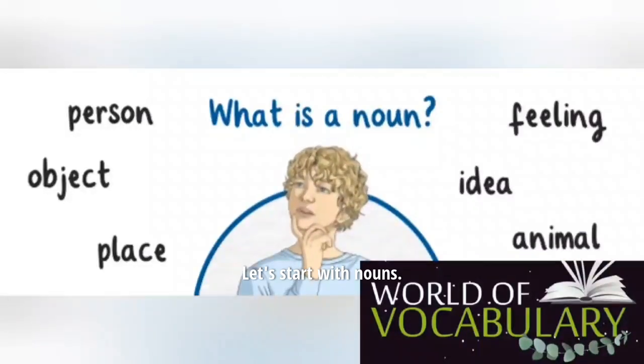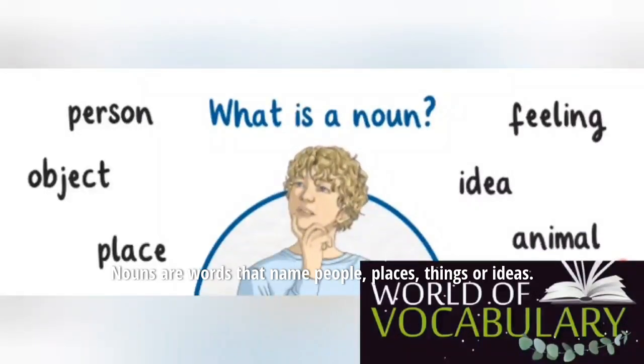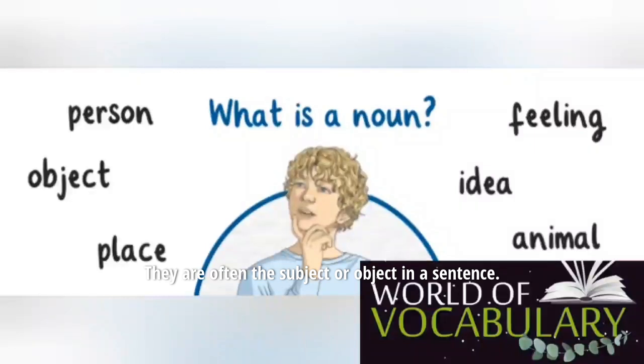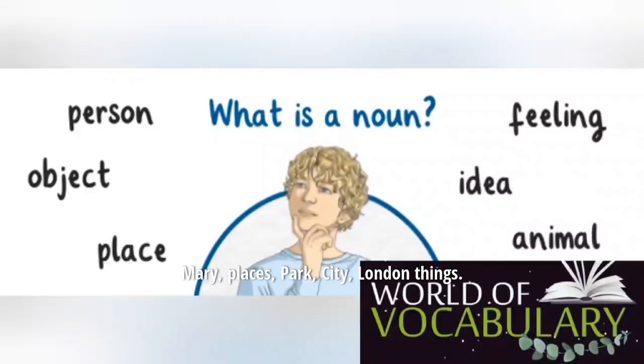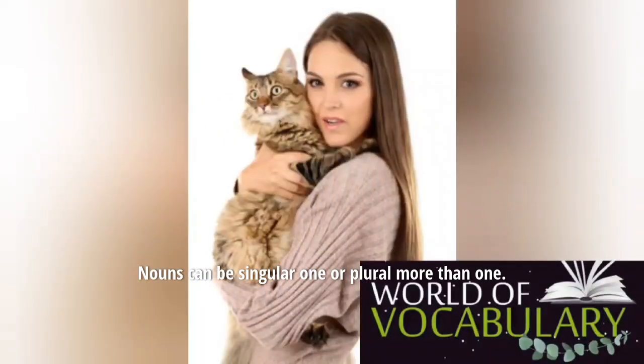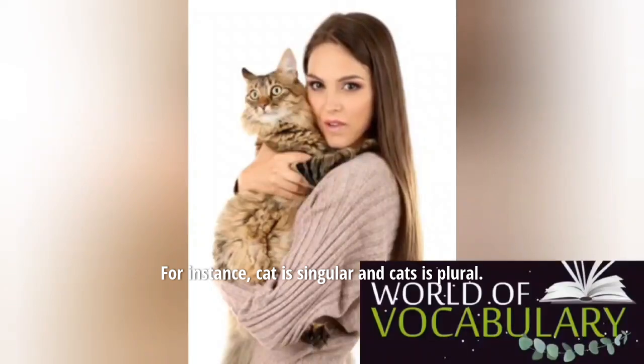1. Nouns. Let's start with nouns. Nouns are words that name people, places, things, or ideas. They are often the subject or object in a sentence. Here are a few examples. People: teacher, doctor, Mary. Places: park, city, London. Things: book, car, apple. Ideas: freedom, love, happiness. Nouns can be singular, one, or plural, more than one. For instance, cat is singular and cats is plural.